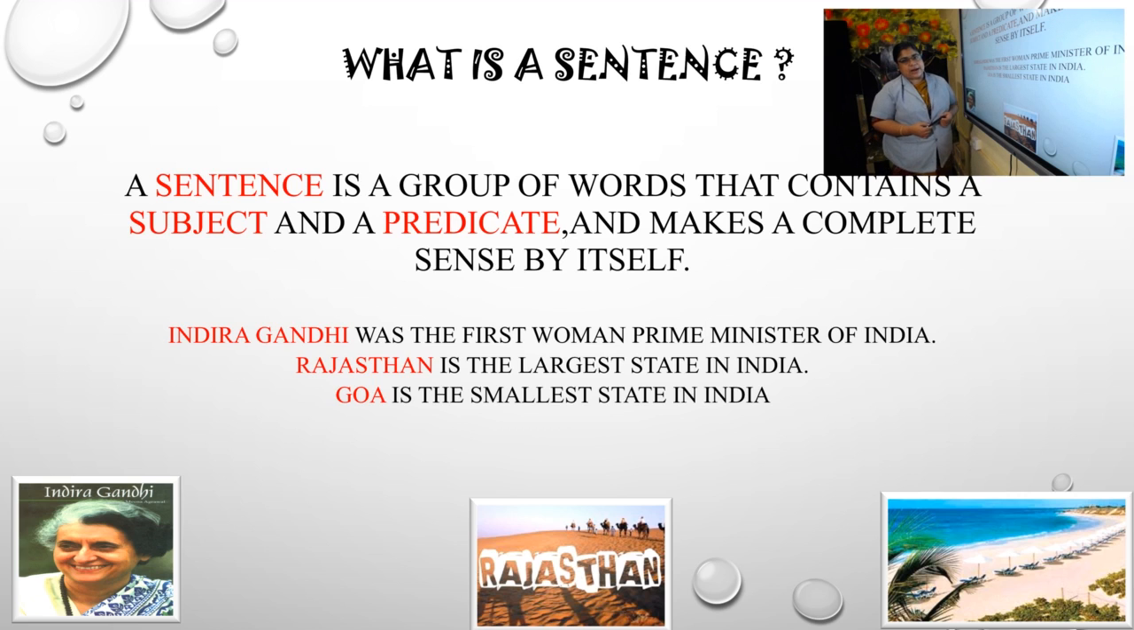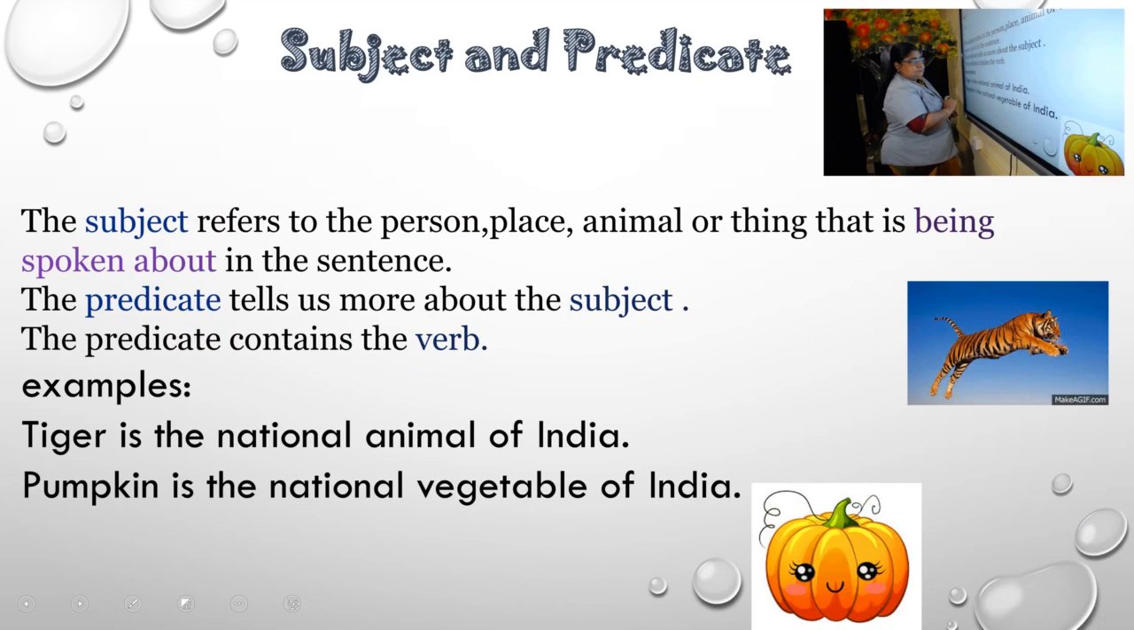Go back to the sentence once more. Indira Gandhi was the first woman Prime Minister of India, right? So look here, which is the subject here? Yes, you already have studied in 3rd standard, so you know Indira Gandhi is the subject. Was the first woman Prime Minister of India is the predicate, right? Next one, Rajasthan is the largest state in India. Which is the subject? Rajasthan, and the predicate part is the largest state in India. Then Goa is the smallest state in India. Yes, you already know the answer. Goa is the subject and is the smallest state in India is the predicate. So now you know what is a sentence, what is a subject and what is a predicate.